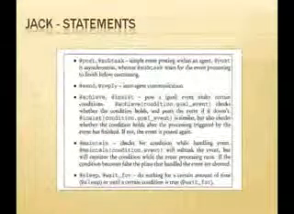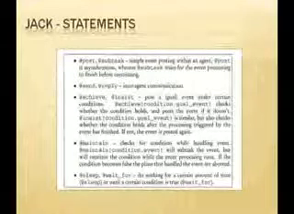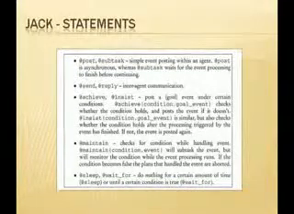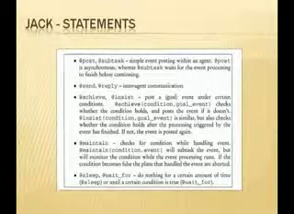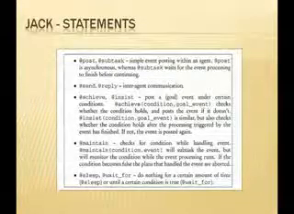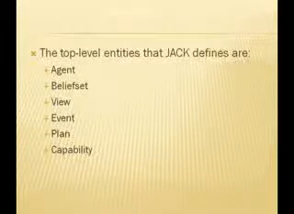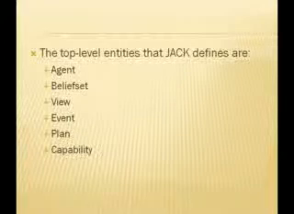This extract shows us Jack statements, and you can get an idea of what functions Jack has been designed to perform through the examples mentioned. Moving on, here are some examples of the top-level entities that are defined in Jack. So we've got the agent, belief set, view, event, plan, and capability. So all of these help the language to take independent decisions and serve its purpose.